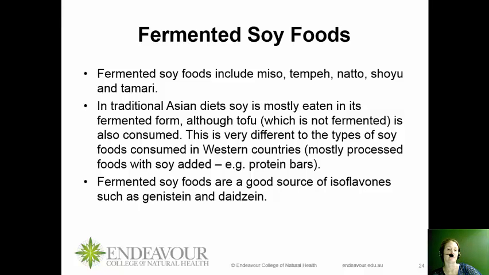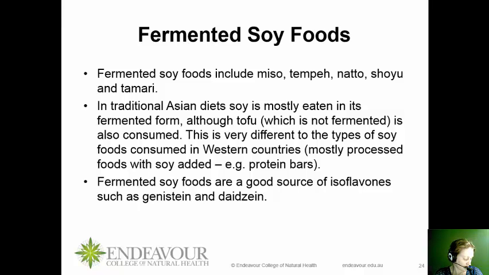Fermented soy products are very popular throughout Asia. Traditional Asian diets consumed quite a bit of soy, but it was mostly fermented except for tofu, which is not fermented. Now, of course, in Western countries, we tend to consume soy a little bit differently in the form of things like soy milk. We also have fake cheeses and fake meat products that are made with soy, not fermented soy, just processed soy. And we also use processed soy for protein bars and protein powders, etc.